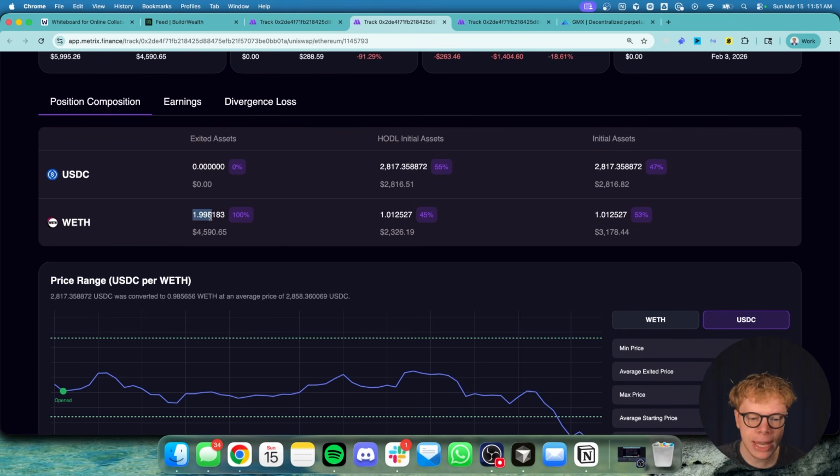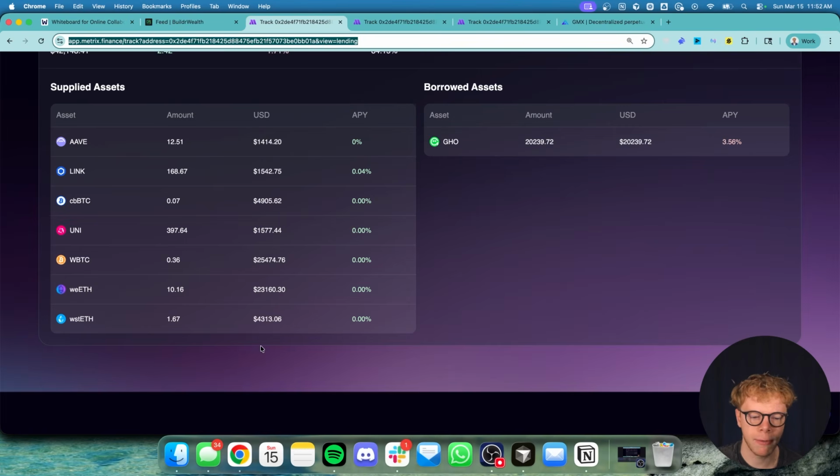But me, I'm taking all of this Ethereum and I'm just parking it over on Aave. So when we look over at Aave at my Ethereum positions, you'll see I have EtherFi Ethereum as well as Lido staked Ethereum.